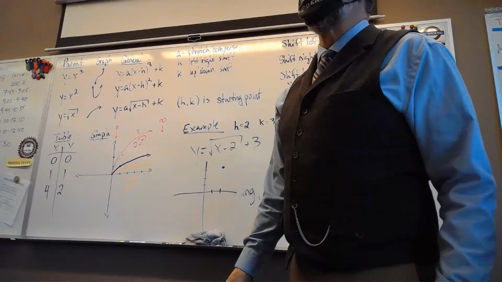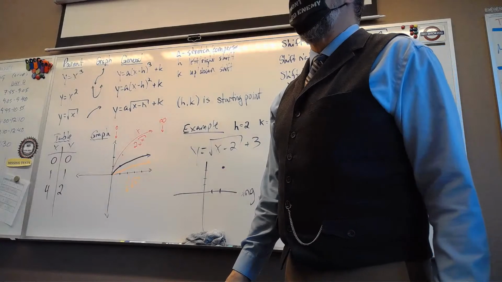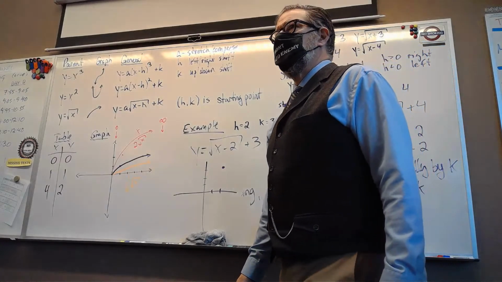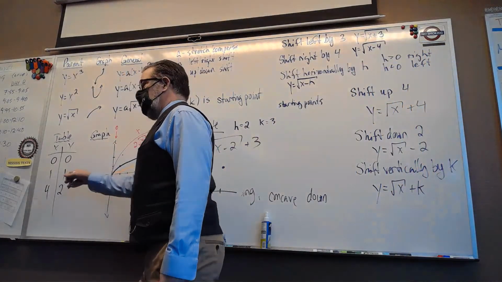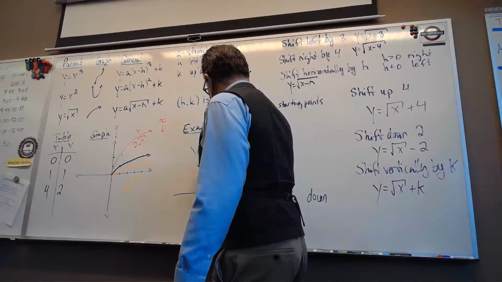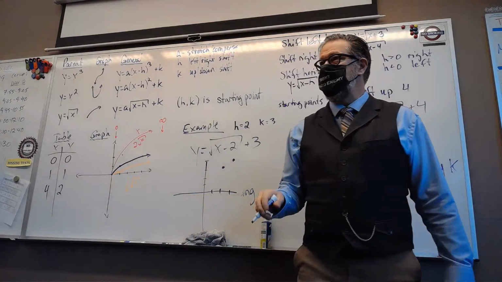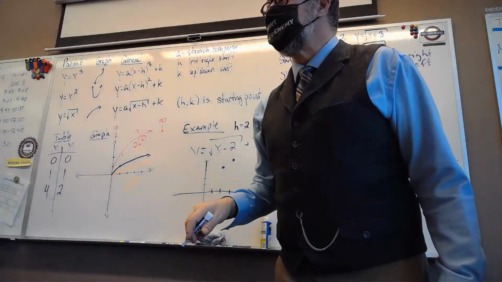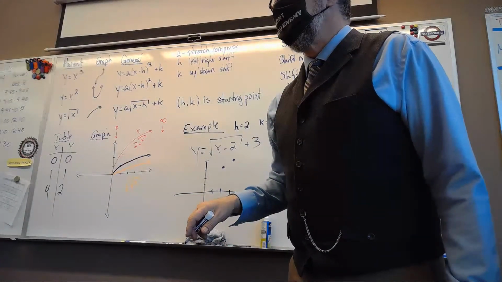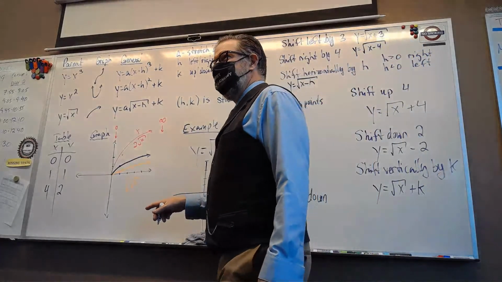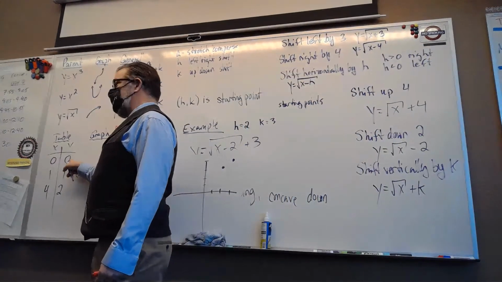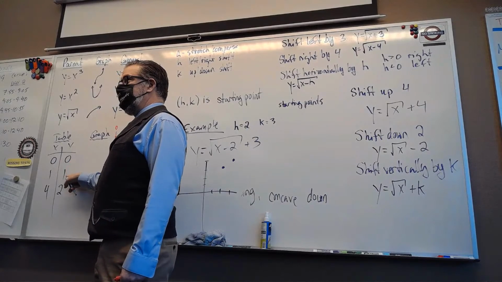Isaac, what's the next point of my quick graph? How much do I go? Over 1 up 1. There's another point right here. Annie, where's the next point for my quick graph? We started here. We went over 1 up 1.